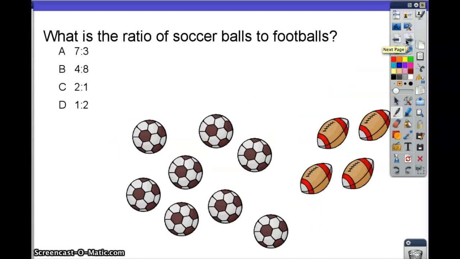Next, what is the ratio of soccer balls to footballs? Again, soccer balls comes first. 1, 2, 3, 4, 5, 6, 7, 8 of those. And there's 4 footballs, so 8 to 4. Again, it can be simplified. You divide them both by 4, and you get 2 to 1, which would be C in this case. Again, you have to put them in the correct order or it would be wrong: soccer balls to footballs in this case.